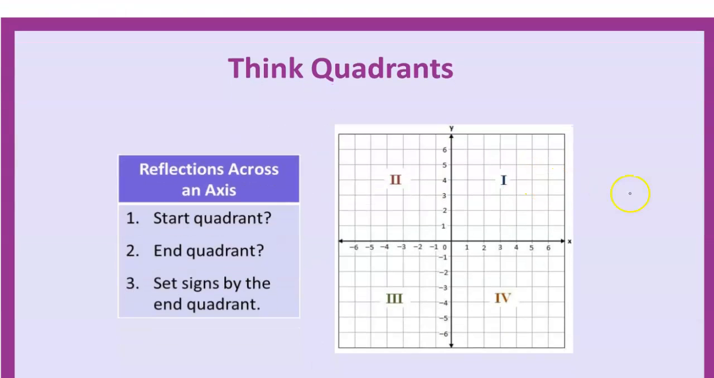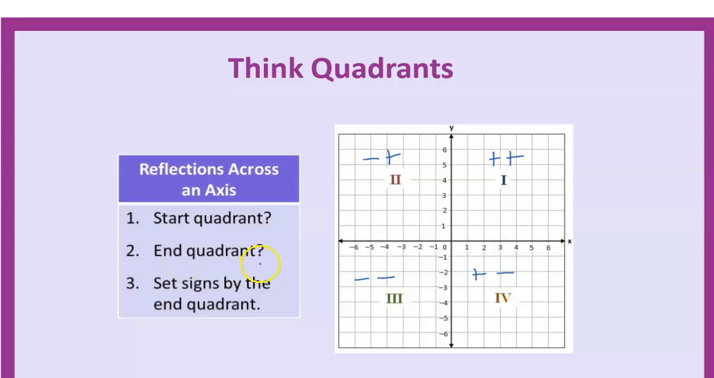So we can use reasoning about quadrants, about what we know about the positive and negative values in quadrants. This is a negative positive, this is negative negative, this is positive negative. We can use that information to reason out what the result will be after a reflection over an axis. So we're going to start with which quadrant is our original point in? Which quadrant do we start in? Which quadrant do we end in after the reflection?